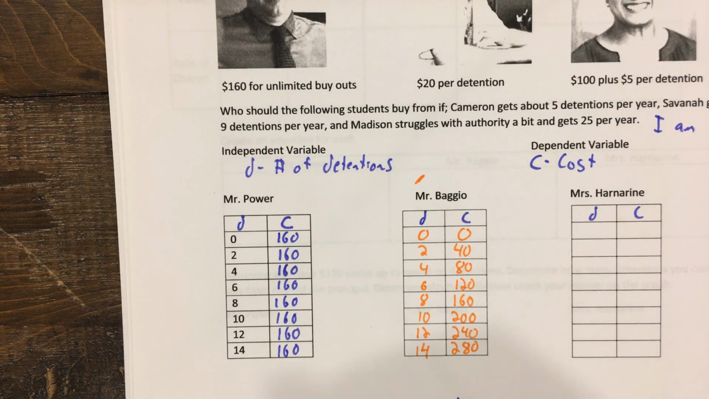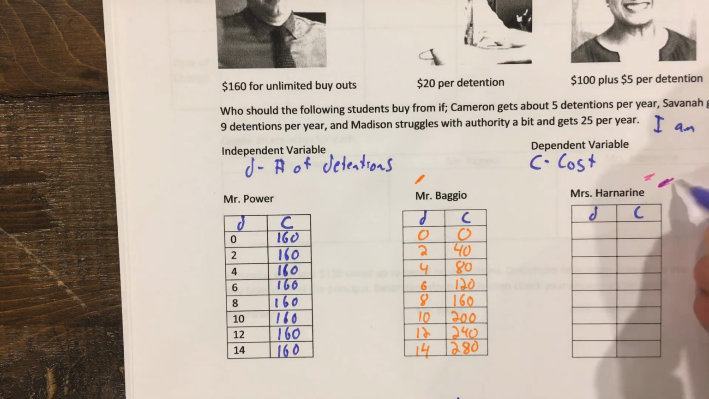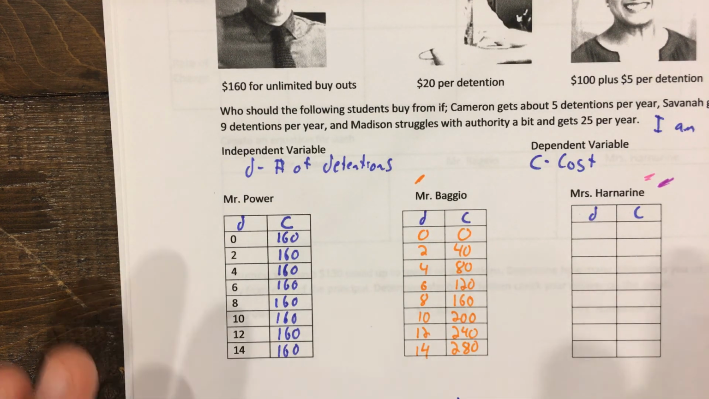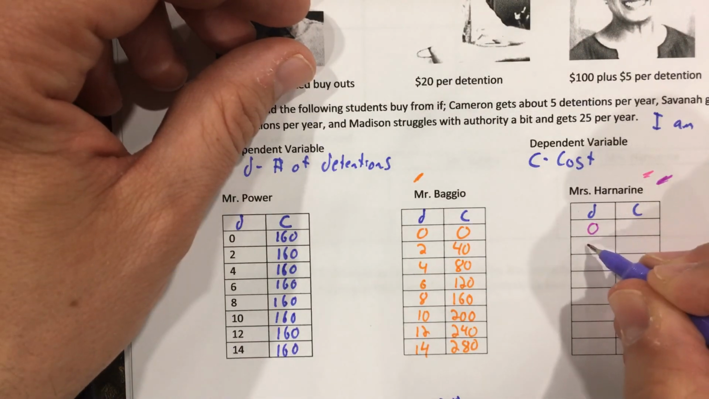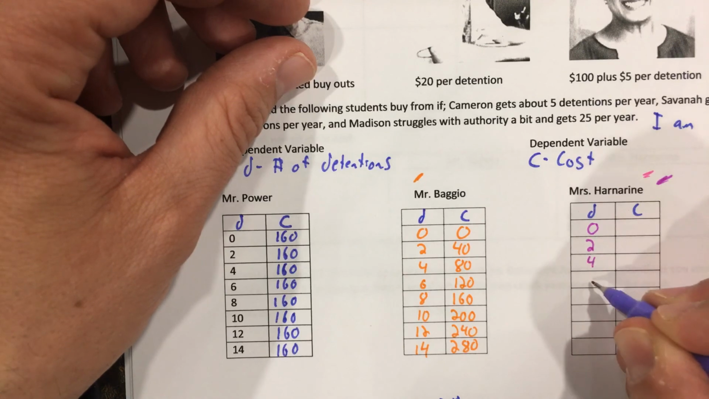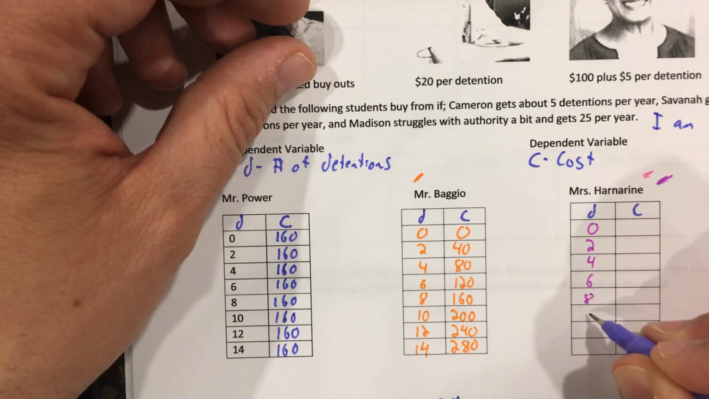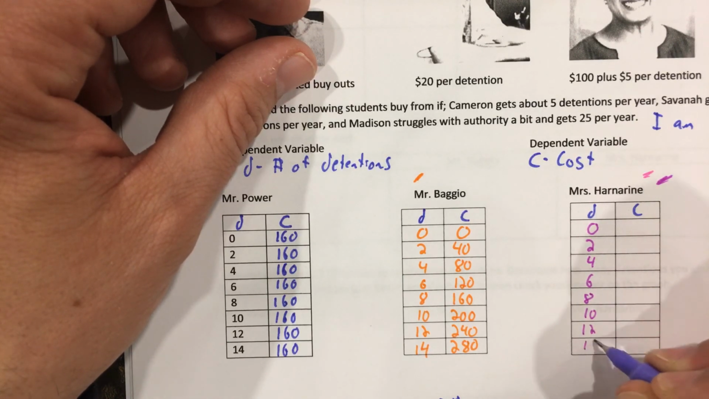Miss Harnrein, let me see, pink or purple? What shows up better? I think purple shows up better, so we'll go with purple. Okay, so Miss Harnrein, we're going to do the same amount of detentions: 0, 2, 4, 6, 8, 10, 12, and 14.